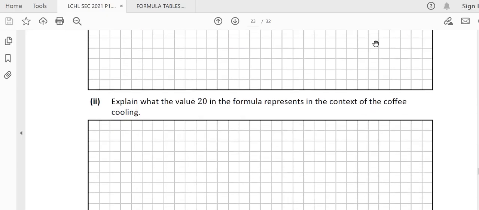So explain, not why, what the value 20 in the formula represents in the context of the coffee cooling.